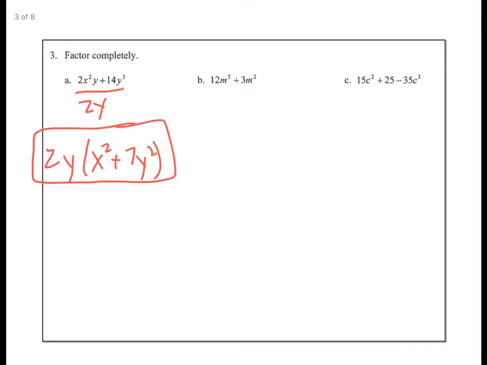If I'm looking at B, 12m to the 5th plus 3m squared. I'm going to write that a little lower. Biggest number they share would be 3m squared.